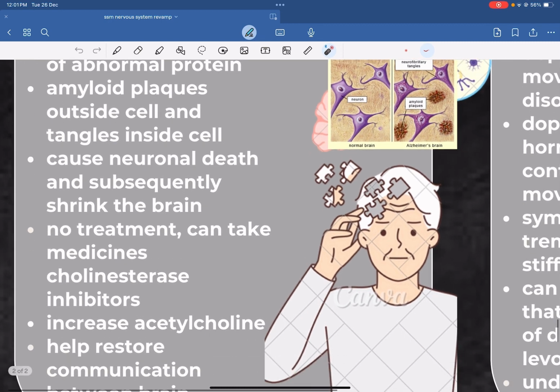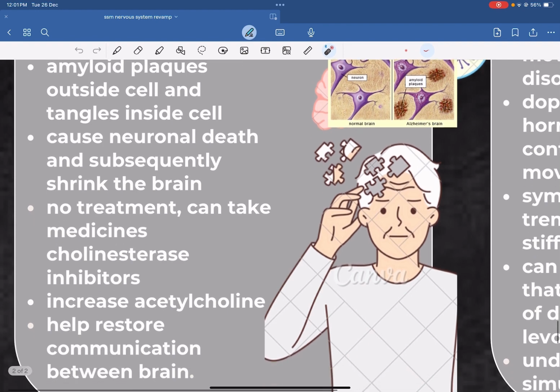Unfortunately, Alzheimer's has no cure, but we can take medicines such as cholinesterase inhibitors. They will increase the acetylcholine and help restore communication in the brain.